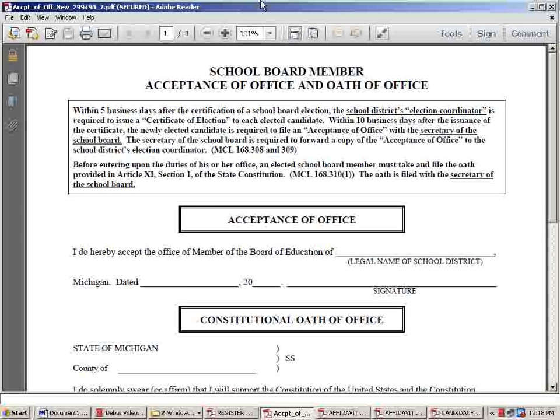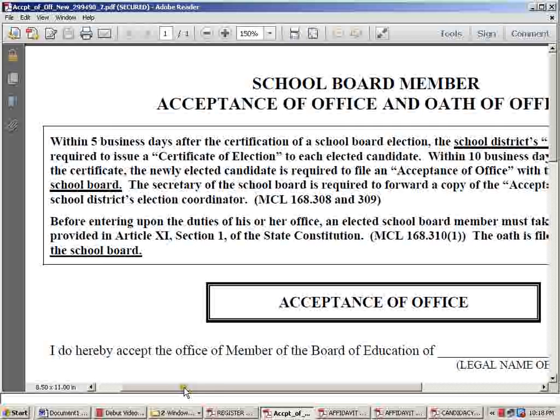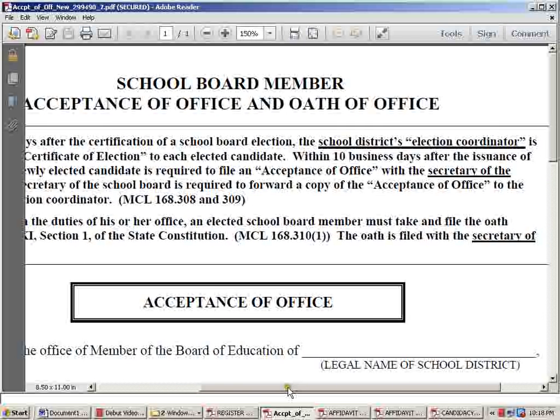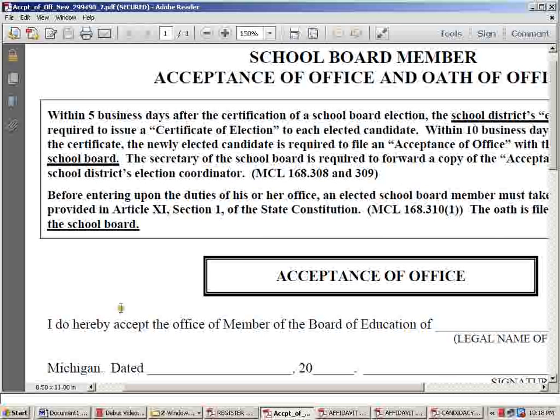But then again, within 5 business days after certification of a school board election, the school district's election coordinator is required to issue a certificate of election to each elected candidate. Go ask the people on your school board, you got a certificate of election? If not, they're not elected. There is no school board. Office has been vacated.